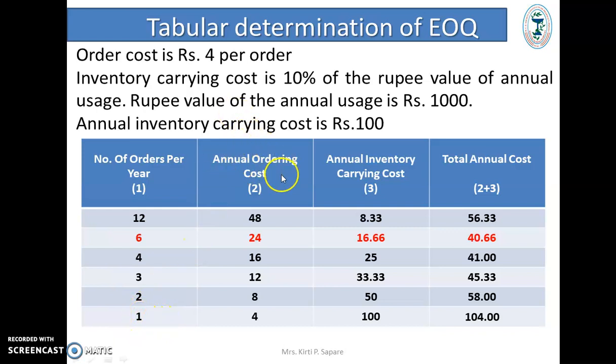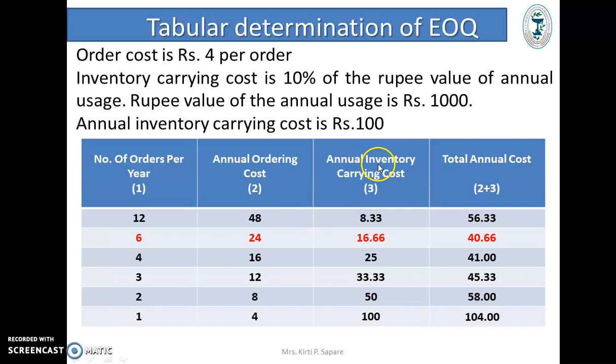Annual ordering cost. For one order, cost will be 4 rupees. So if we order the material 12 times, annual ordering cost is 12 into 4, that is 48; 6 into 4, 24; 4 into 4, 16; like that, 1 into 4 is 4. So annual ordering cost we have calculated by multiplying number of orders per year into ordering cost, that is 4 rupees. So 12 into 4 is 48.